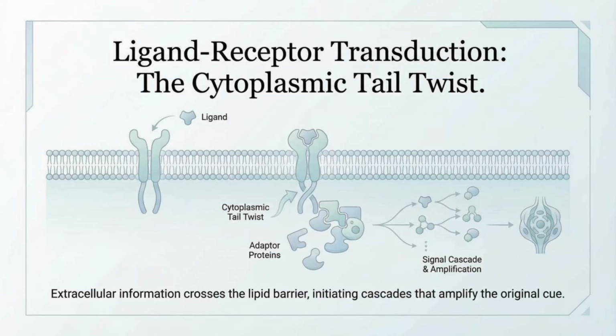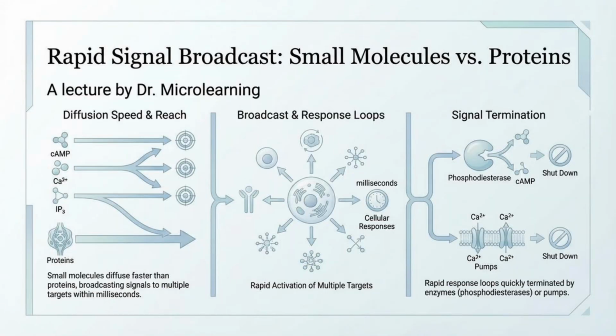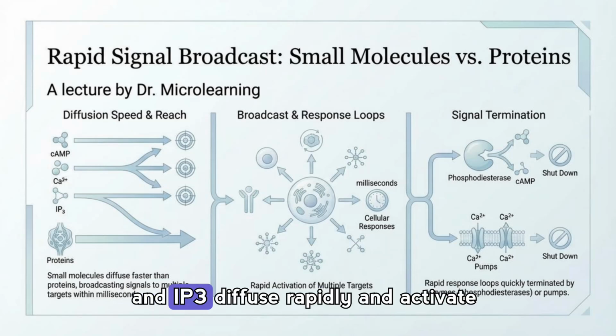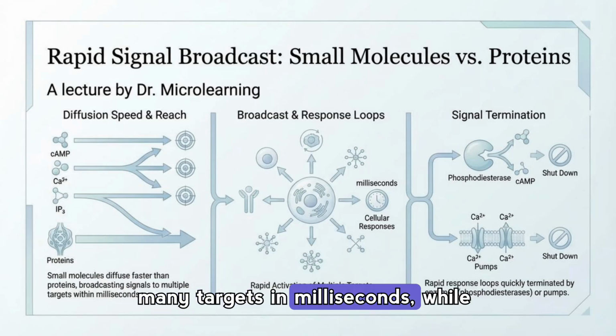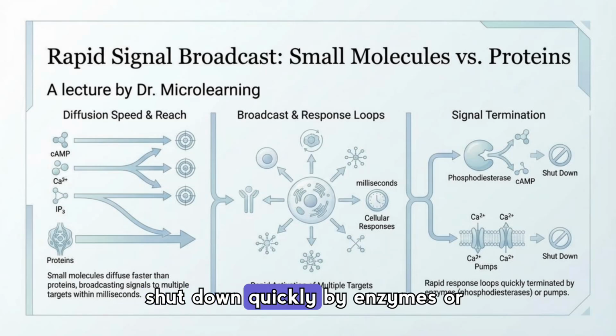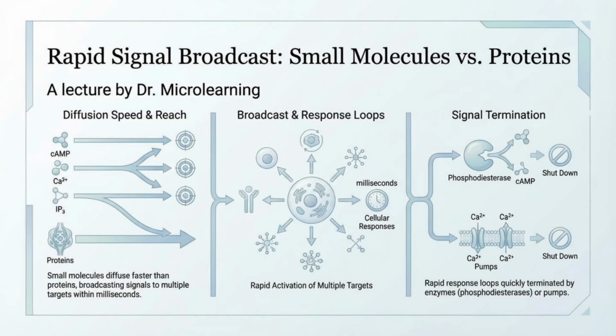Small molecules and proteins broadcast signals with very different speed and reach. cAMP, calcium, and IP3 diffuse rapidly and activate many targets in milliseconds, while proteins travel more slowly for localized effects. The slide also highlights how rapid responses are shut down quickly by enzymes or pumps, so timing and termination are built into the signaling loops for precise control.